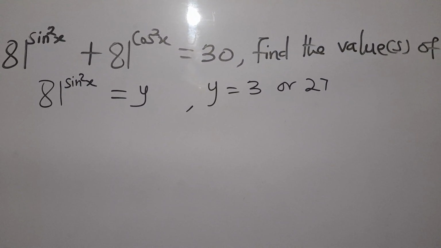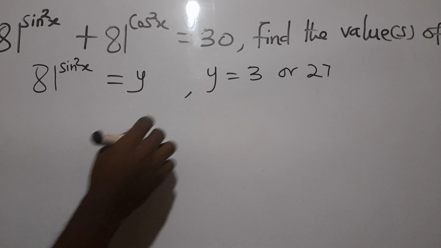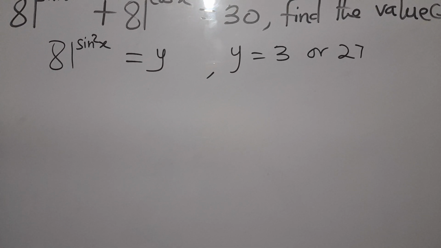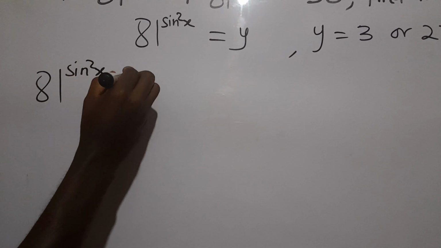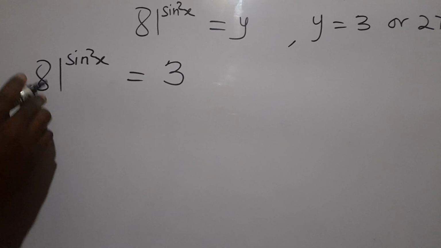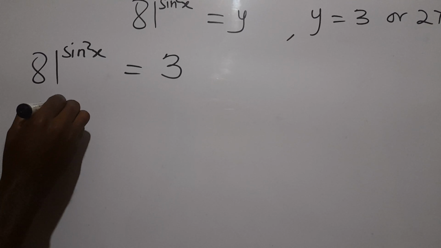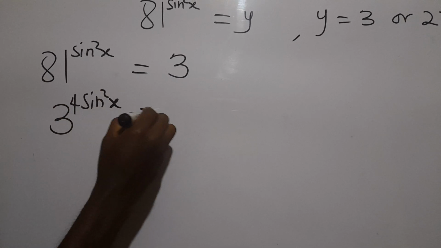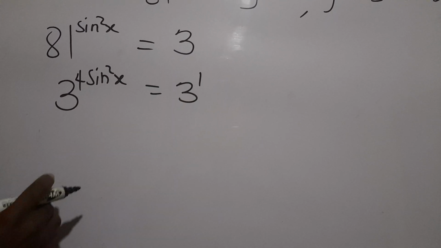So since we said we should let 81 exponent sin square x be equal to y, and we got the values of y to be 3 or 27, we can boldly say that our 81 exponent sin square x is equal to the first value of y, which is 3. 81 exponent sin square x can be rewritten as 3 exponent 4 sin square x, which is equal to 3 exponent 1.